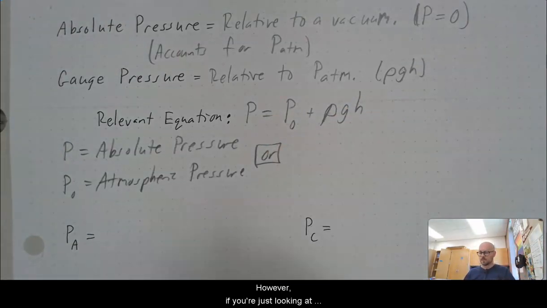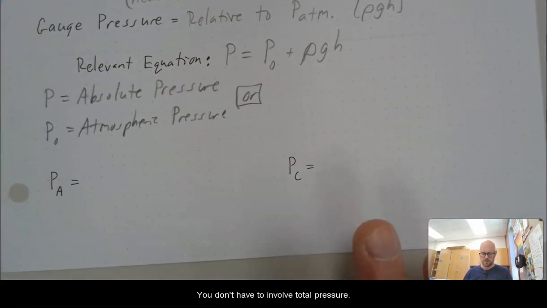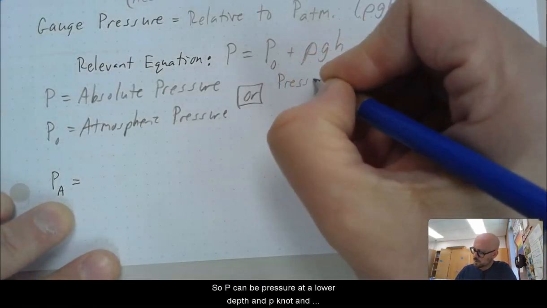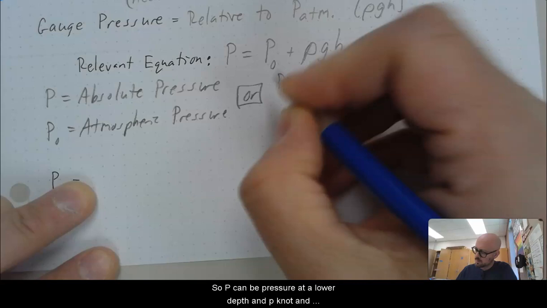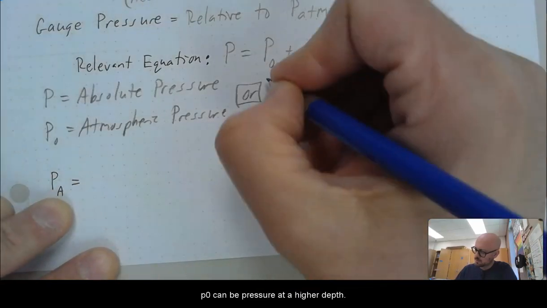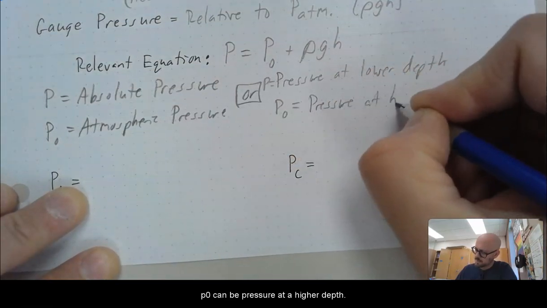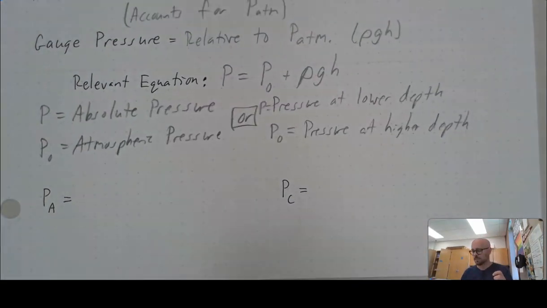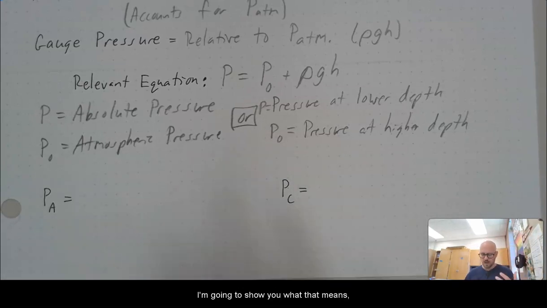However, if you're just looking at something like this, where you have 2 or 3 points within a fluid, you don't have to involve total pressure. So P can be pressure at a lower depth, and P naught can be pressure at a higher depth, so more shallow depth. And so you can do this relative to the atmosphere, and you can also do this relative to another point within your system. I'm going to show you what that means.